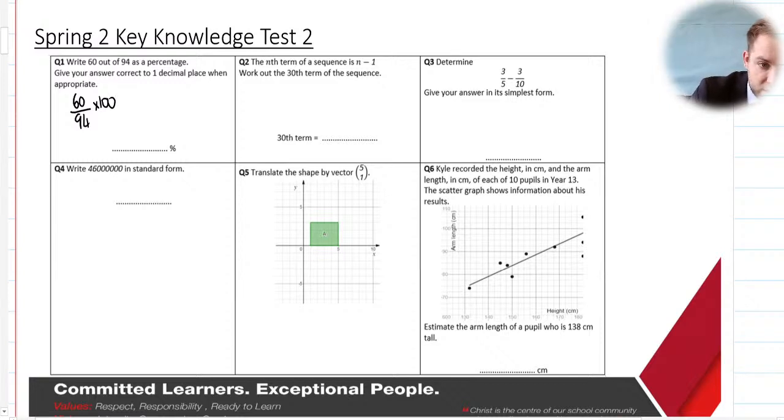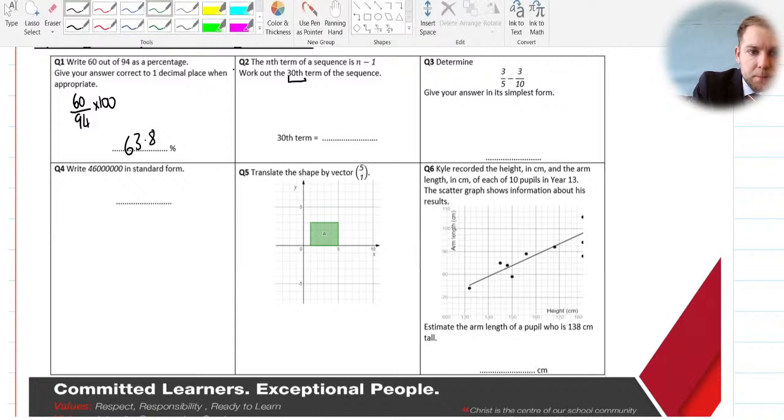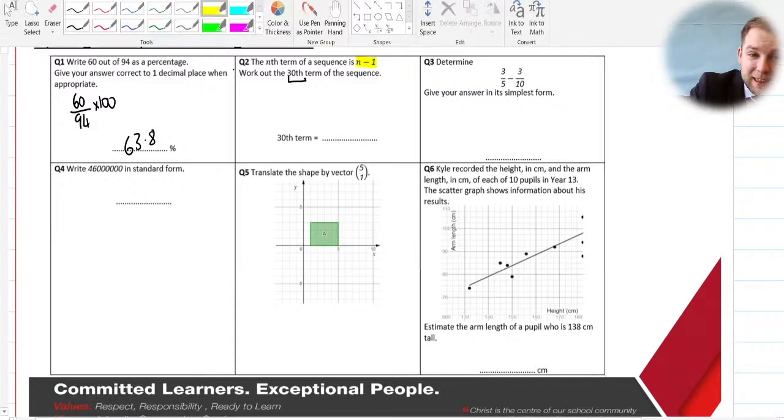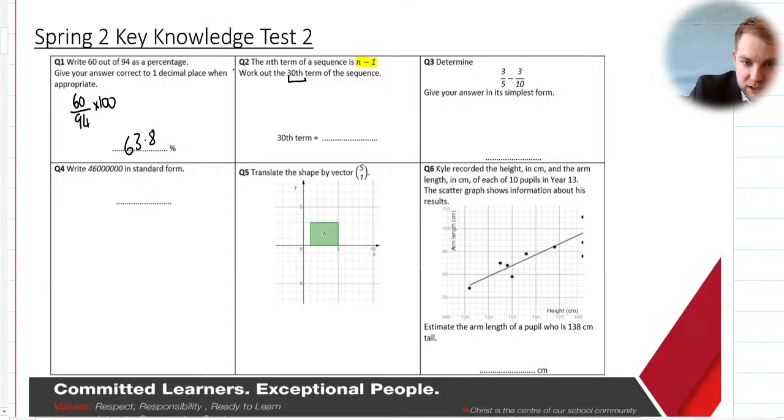Okay, so for this one here, it's going to be equal to 63.8%. The nth term of a sequence is n minus 1. Work out the 30th term. So with this one here, if I'm trying to find out the 30th term, I need to sub 30 into my nth term, which is this. So I mean, this one isn't as hard as it looks. It's literally just the 30 minus the 1. In this case, my 30th term would be 29.